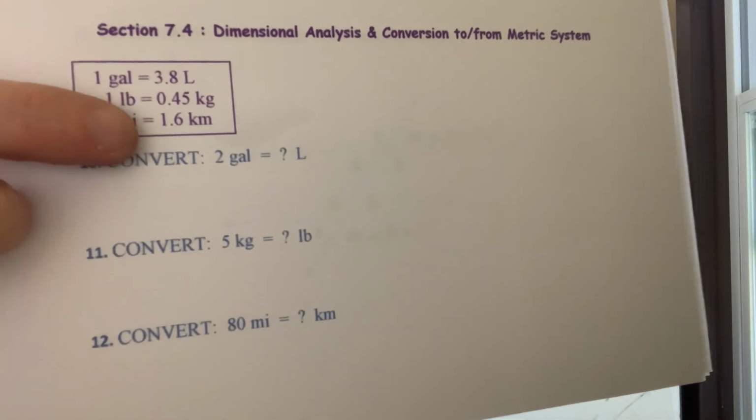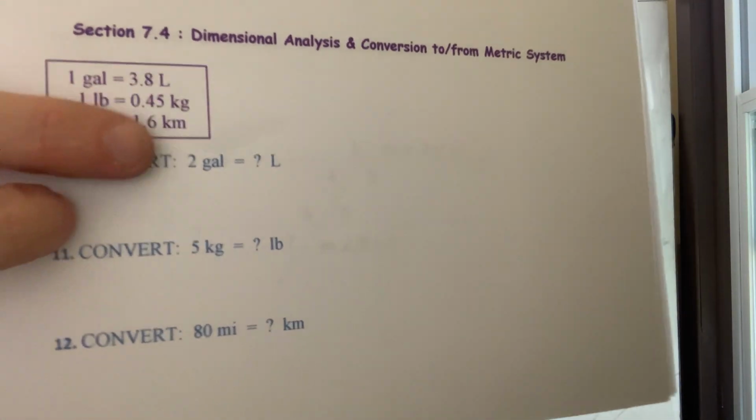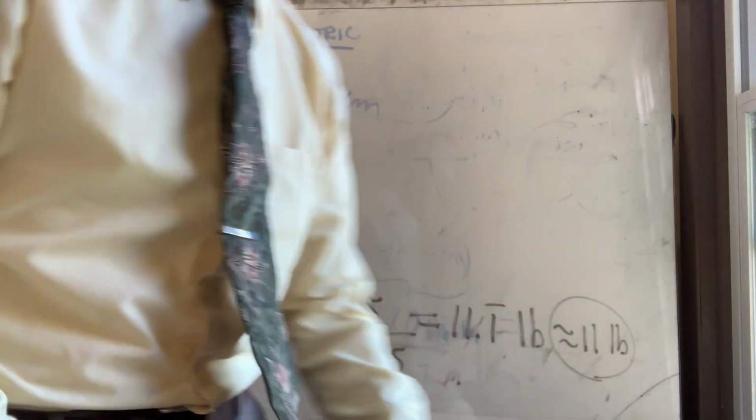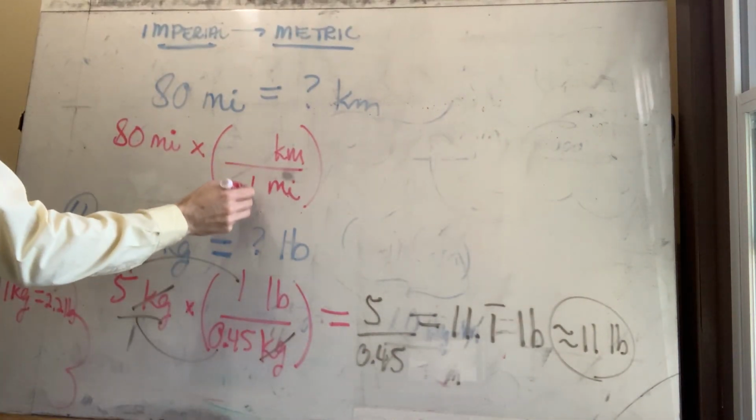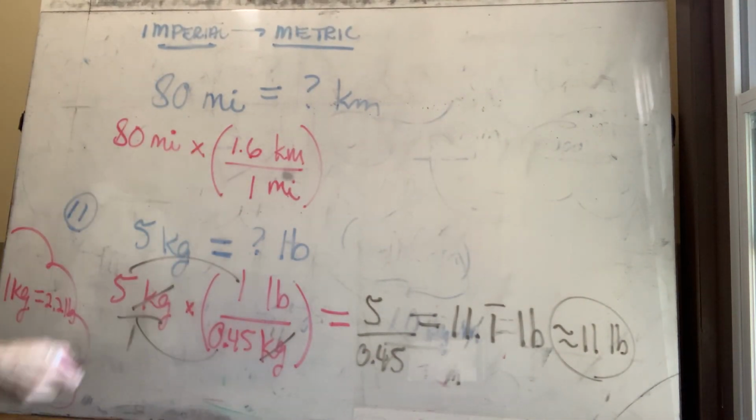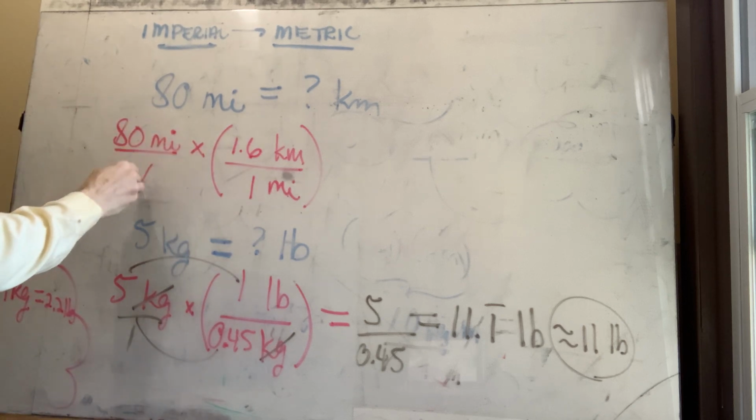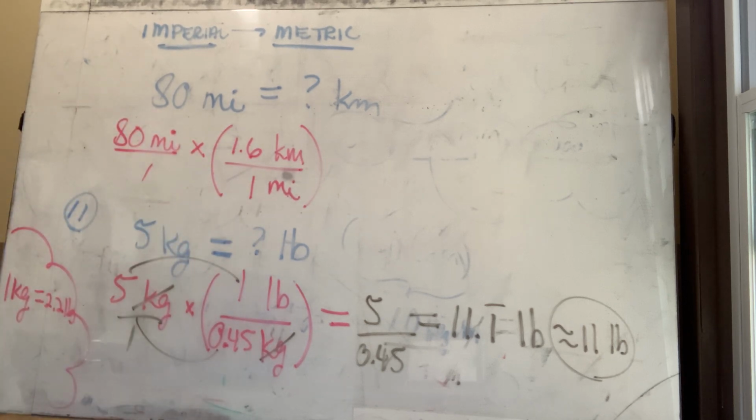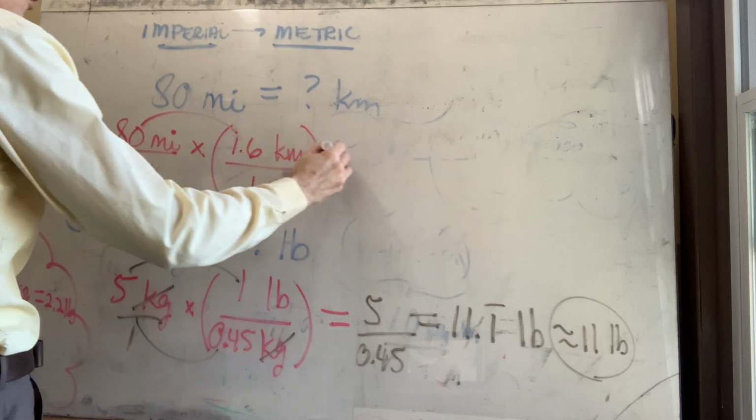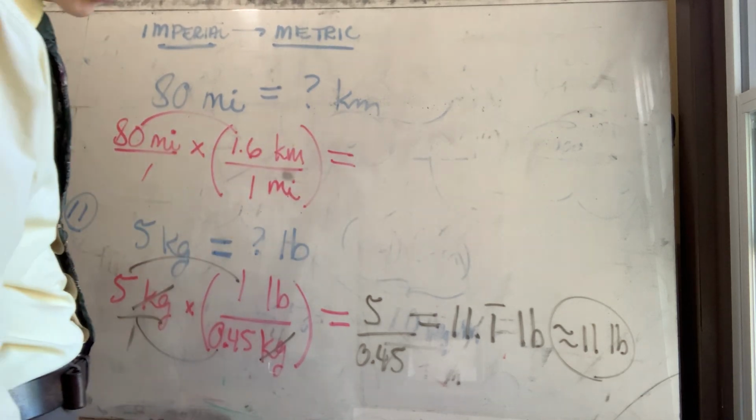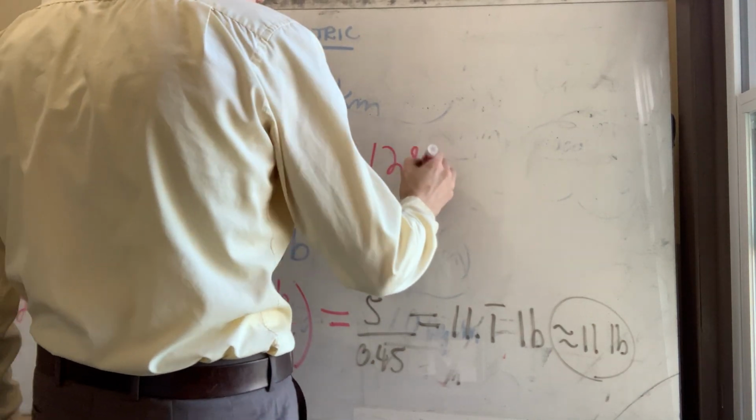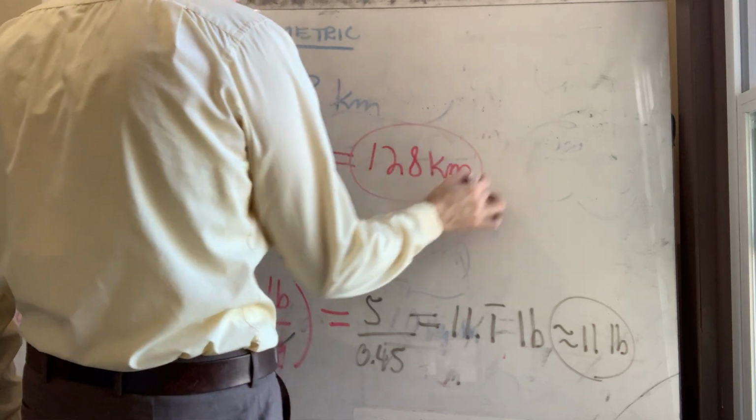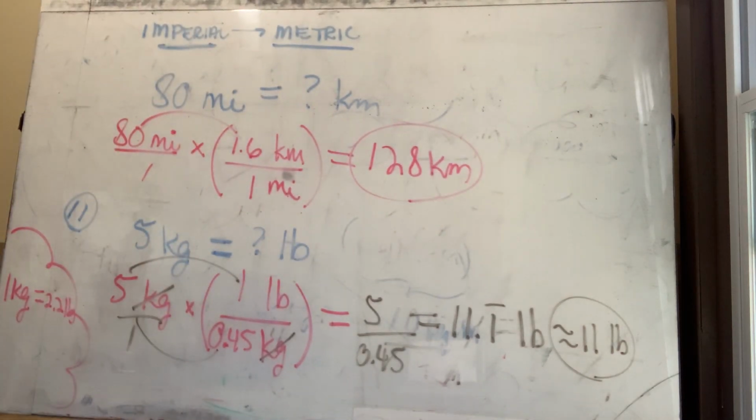1 mile is approximated as 1.6 kilometers. So 1 would be down here, 1.6 would be up here. It's purely a multiplication problem in this case because it just has 1 as a denominator. So this times this, you would end up with what? 128 even kilometers. Okay.